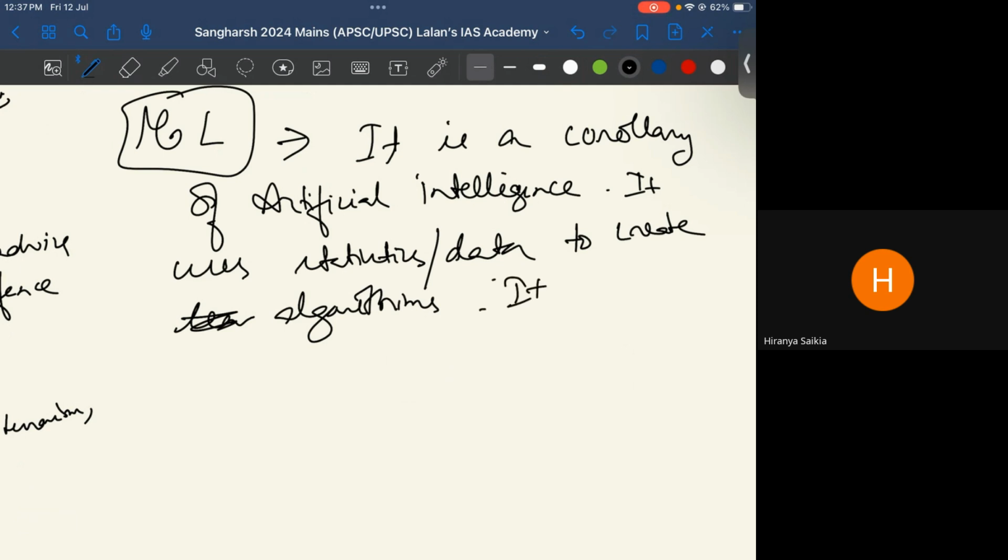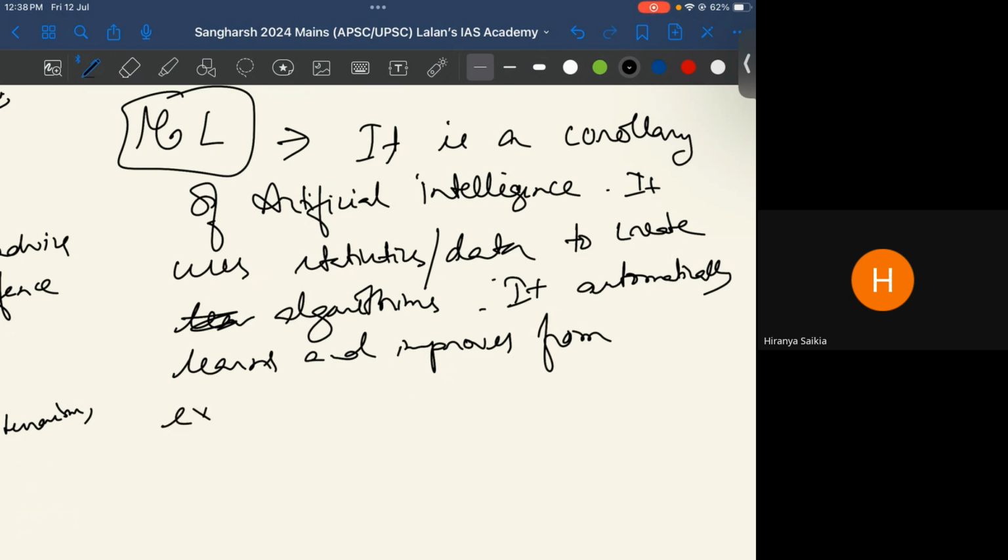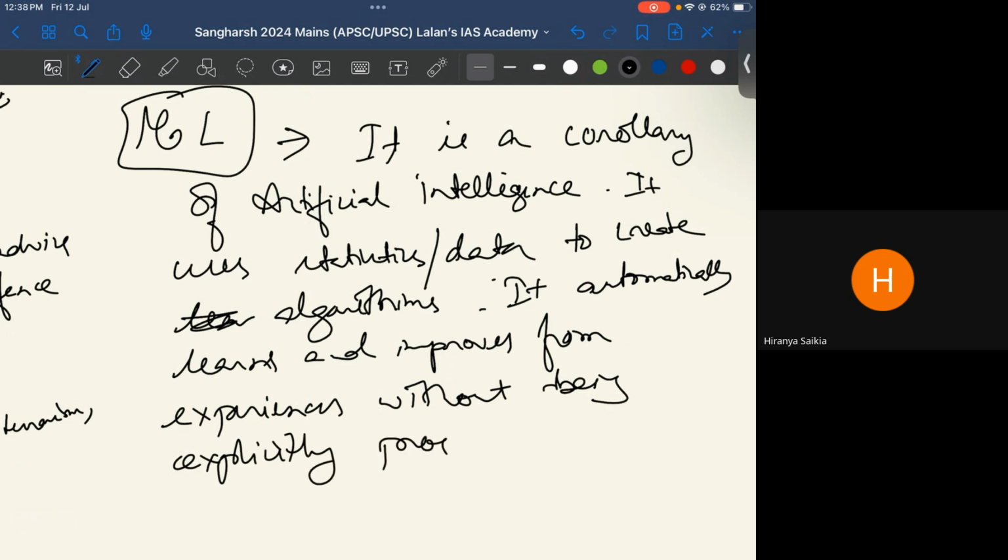It automatically learns and improves from experiences without being explicitly programmed.